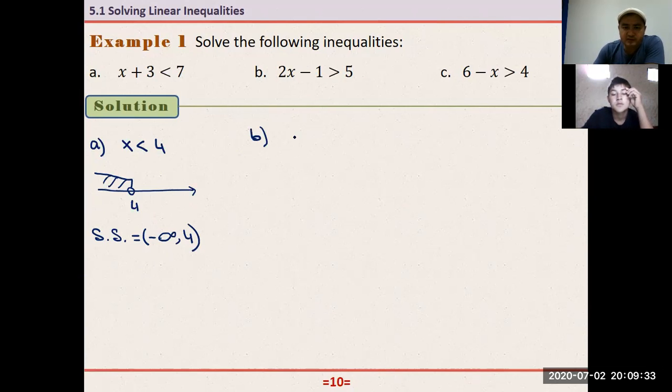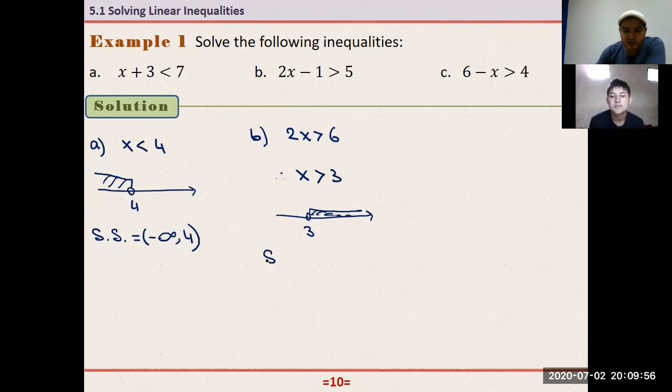B, how about here? First take 1 to the right hand side. 2x is greater than 6. Divide both sides by positive 2, so I don't have to change the inequality sign. x is greater than 3. That is the answer. Another way is I can show this on the number line. Here we have 3, and to the right, this is the solution. In solution set form, from 3, not inclusive, so it is 3 to positive infinity.